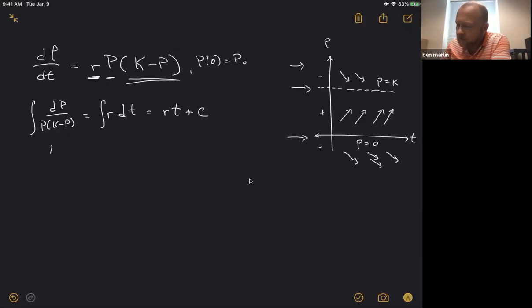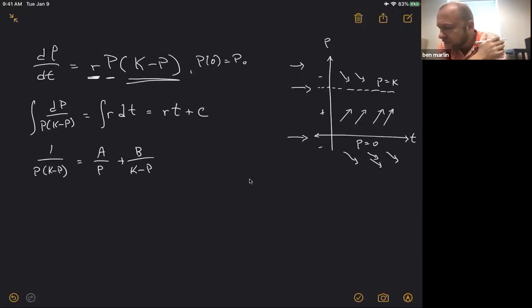And what you have to do for that is to think of this 1 over p times k minus p, and you set that to be equal to something over p plus something over k minus p. And this again is a trick from Calc 2. We refer to the Heaviside cover-up method.